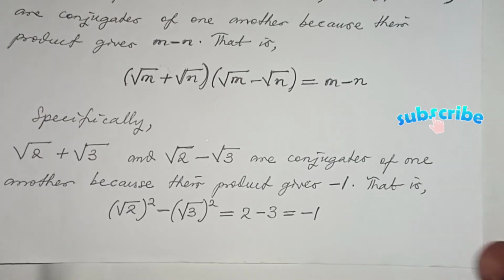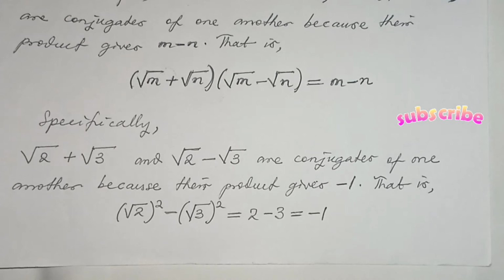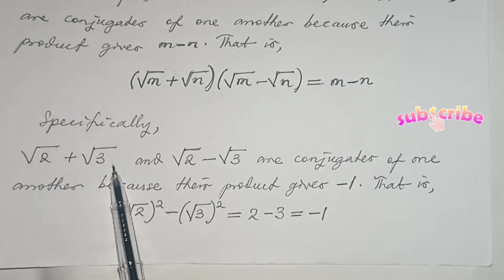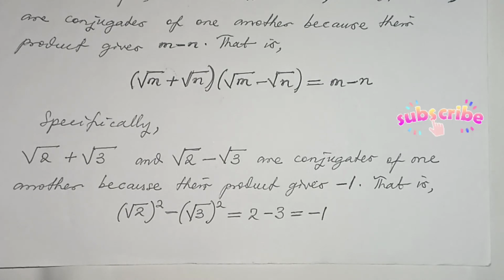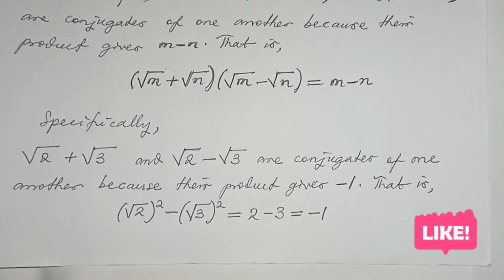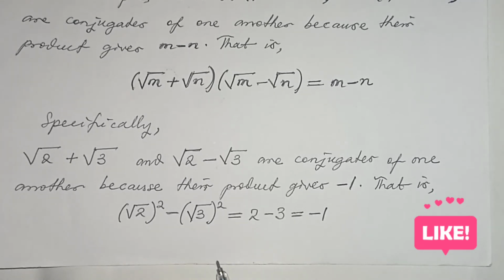Okay, now let's go to the next case, where we consider a specific instance. So if you look at root 2 plus root 3 multiplying root 2 minus root 3, we want to check whether or not these two sorts are conjugates of one another. Again, the rule simply states both of them are conjugates of one another if they multiply to give a rational number. Now notice, by difference of two squares, root 2 squared minus root 3 squared would give you 2 minus 3, which is minus 1, and minus 1 is a rational number.